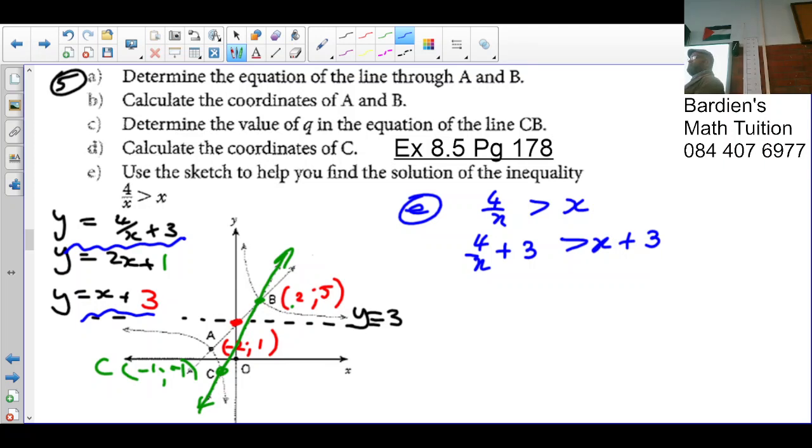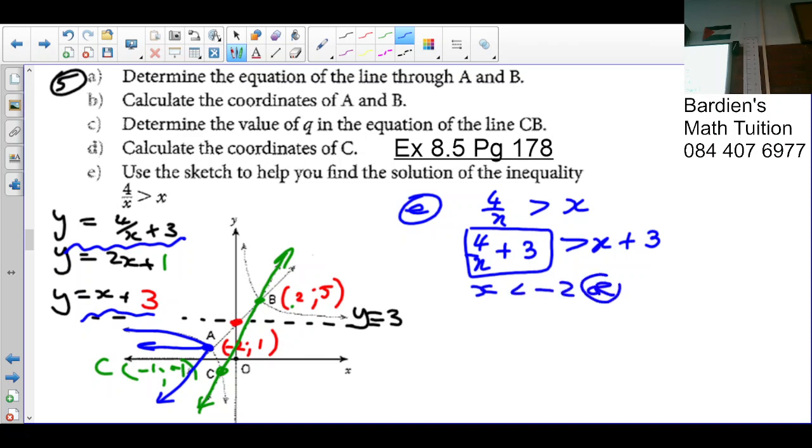Can you see that, people? So looking from on top, remember, the hyperbola must be bigger than the straight line. So is the hyperbola greater than the straight line here? Yes. So that part I'm interested in. Okay? So in other words, x must be less than negative 2. Can you see that? It's going in this direction. So x must be less than negative 2.